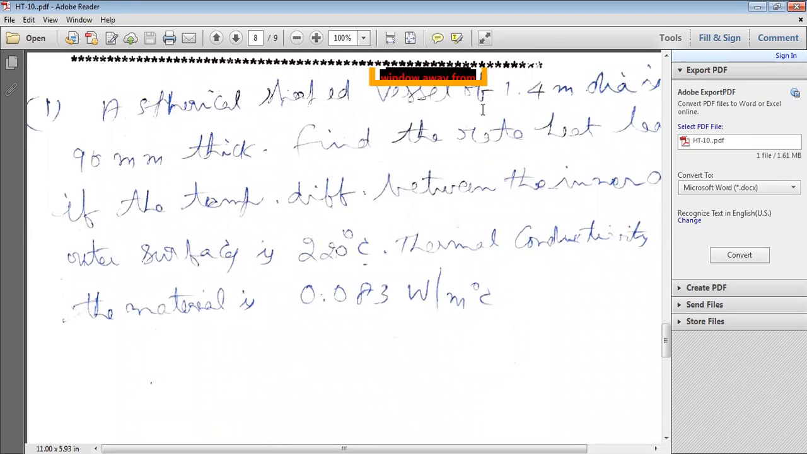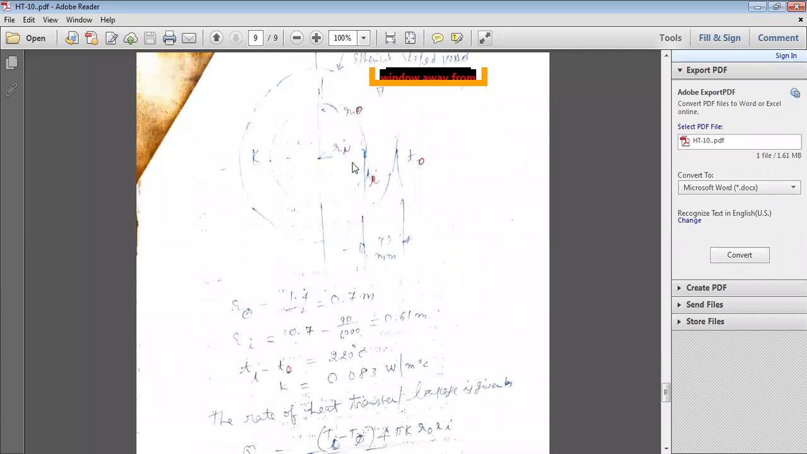A spherical shaped vessel of 1.4 meter diameter. That will be the outside diameter of the sphere. That's why the outside diameter is 1.4 meters. So this is Ro, this is Ri, this is the thickness 90 mm. The temperature Ti inside, temperature To outside, and inside radius Ri, outside radius Ro. So the diameter of the sphere here means the outside diameter, given as 1.4 meters.